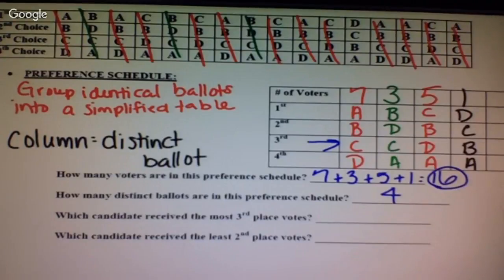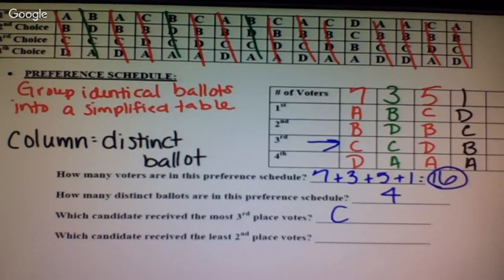I agree that it is C. Technically, you got 10. Remember, just because it shows up in third place in 2 columns, yes, but 7 people put C in third here, and 3 people put them here. So C has 10 third place votes. D has 5 and B has 1. So please be careful with that. That is one of the most missed questions because they don't pay attention to how many are at the top.